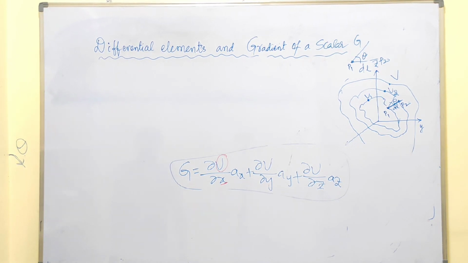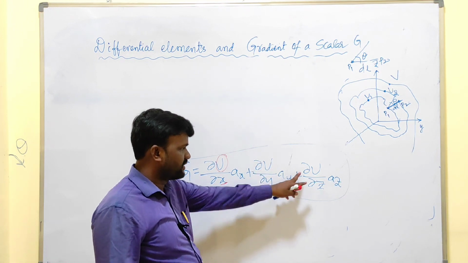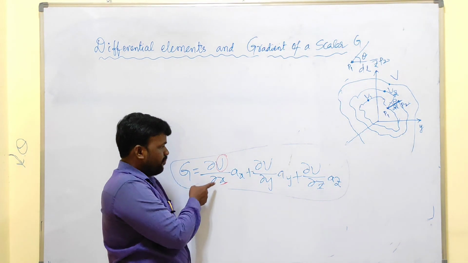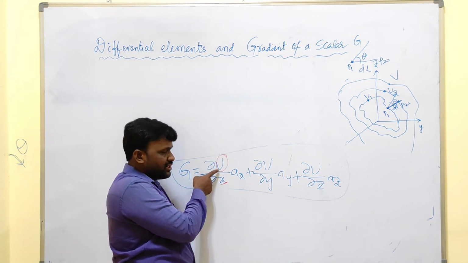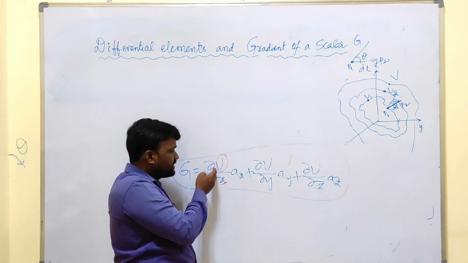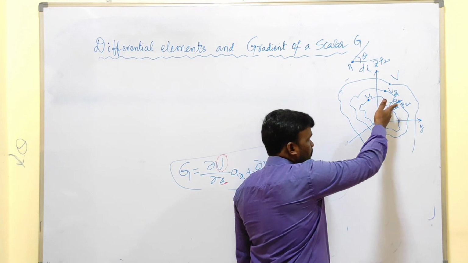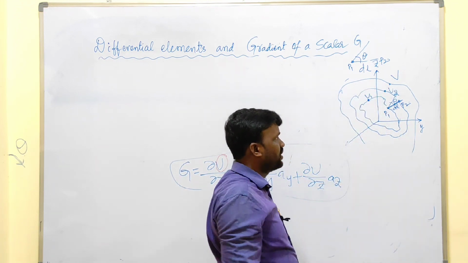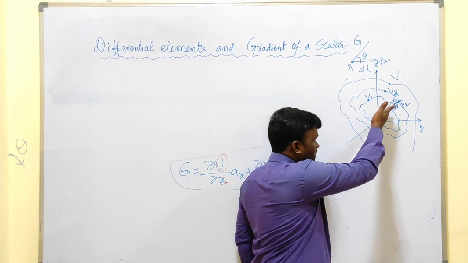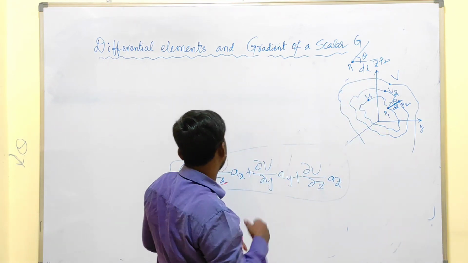From this we have the gradient like this: dou v by dou x, ax plus dou v by dou y, ay plus dou v by dou z, az. What is this gradient? Gradient basically represents the maximum space rate of change of the scalar function in its incremental direction. Let us say it is increased from v1 to v2. We consider the difference v2 minus v1, that is dv. Basically we are considering this direction as the incremental direction of that potential function v.